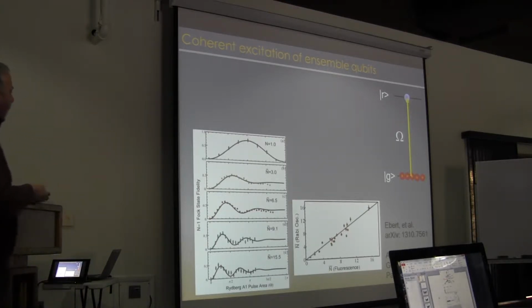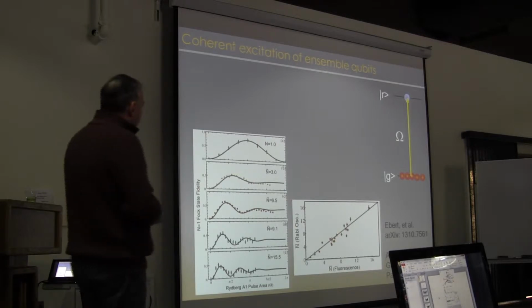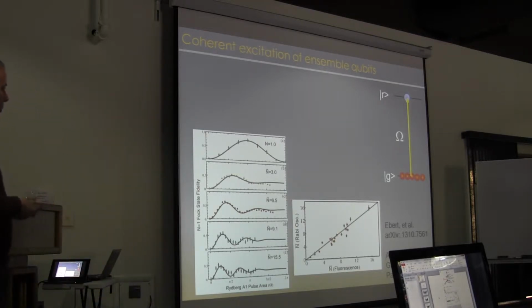So here's some data from our group in Madison showing the coherent oscillations between the ground and a singly excited state, which we then map down onto another ground state to measure, for a deterministically prepared single atom in the trap. So this is just ground, Rydberg, ground. And then for an average number of atoms, with the loading statistics being Poissonian, ranging up to about 15. This is work done by Matt Ebert, who's here, and we have a poster that you can see later in the week, which has more details about these measurements.